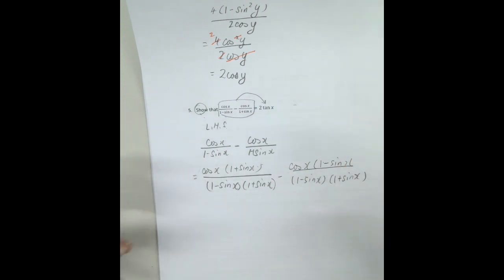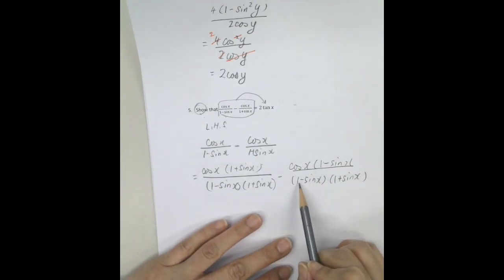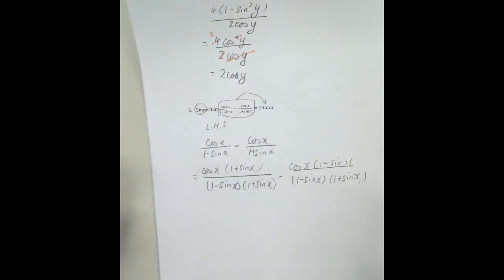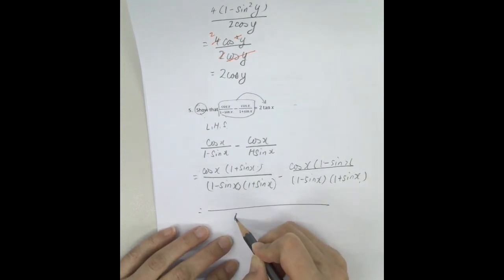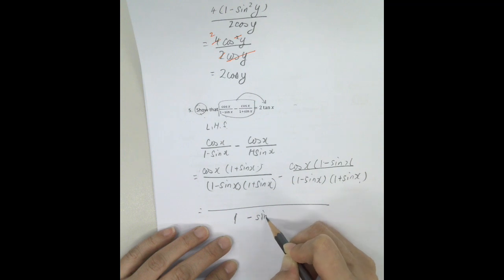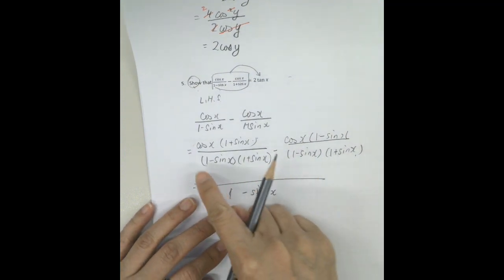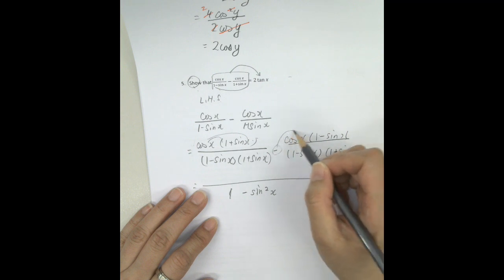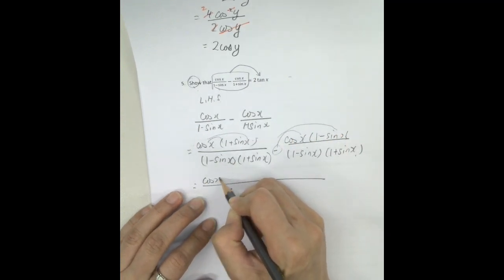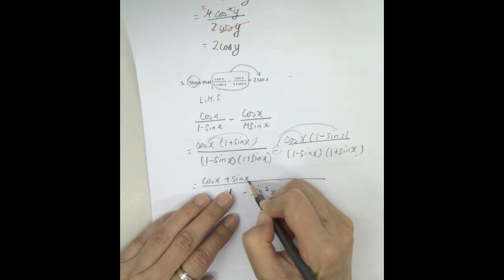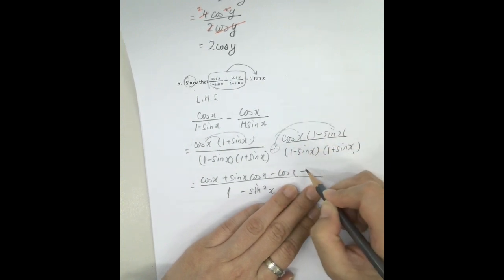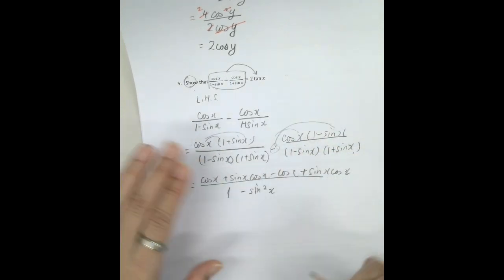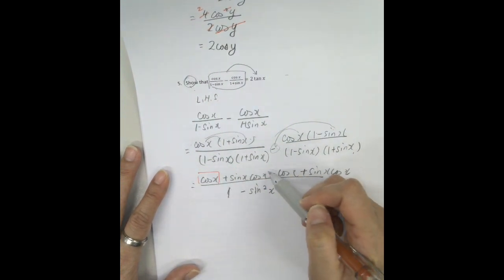When we get to this point, when we start thinking again, this is a minus b, a plus b. Wait, it is the difference of two squares. So now our denominator can be combined, becoming 1 minus sine square. Now the annoying bit is the numerator. We just have to expand that. Be careful, it's the minus there. So we have cos x plus sine x cos x minus cos x plus sine x cos x. Now again, this plus and minus will be gone.